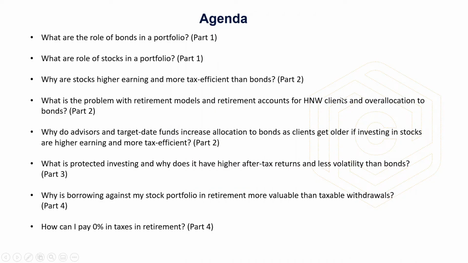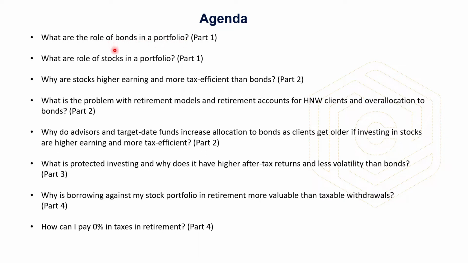So let's just go over an overarching agenda for our presentation on how do I maximize risk-adjusted returns and minimize taxes as I plan for retirement. I'll just go over the different topics we'll be talking about in this presentation and what part of 4 you can find this topic in our presentation today. So the first subject we'll be talking about, what is the role of bonds in a portfolio? So that's going to be in part 1, and we'll see that bonds provide stability.